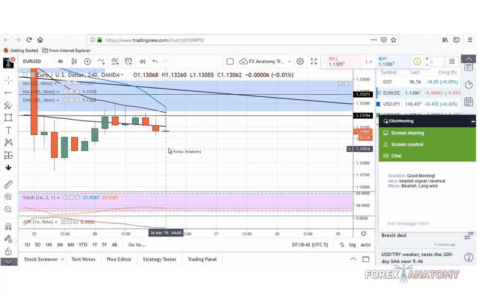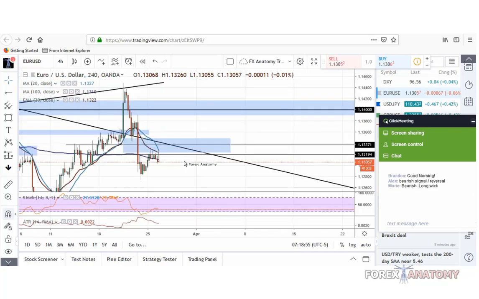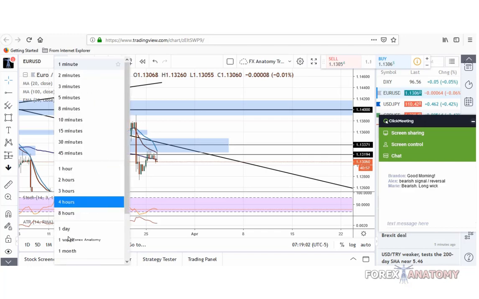So then what we can do right now is go to our next pair, which is the US dollar Japanese yen. And what I'm going to do is zoom out and go back to the weekly chart because I want to show you guys something on the weekly chart for the US dollar Japanese yen.